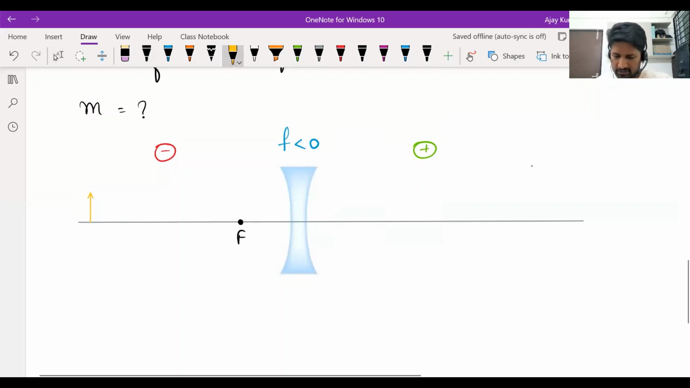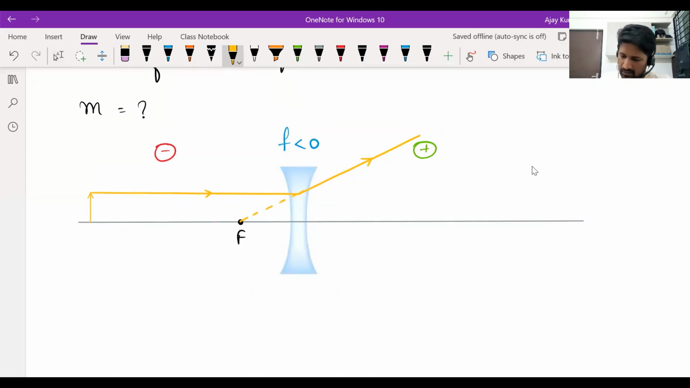So how do we do ray tracing? We take one ray parallel to the principal axis. The ray parallel to the principal axis bends as if it is passing through the focus. So in this case, since it's a diverging lens, it has to be shown like this. It bends this way. It diverges, means goes away from the principal axis.